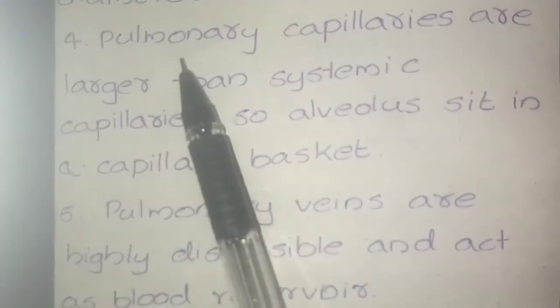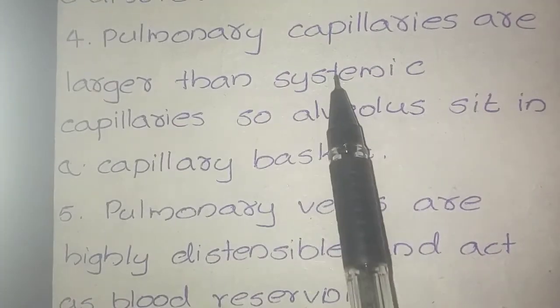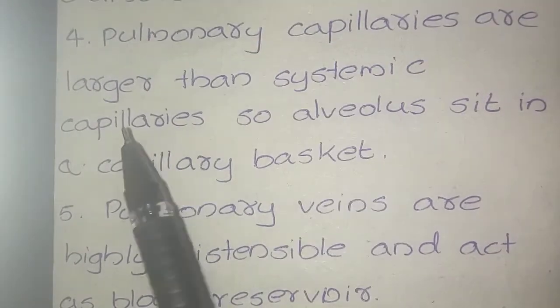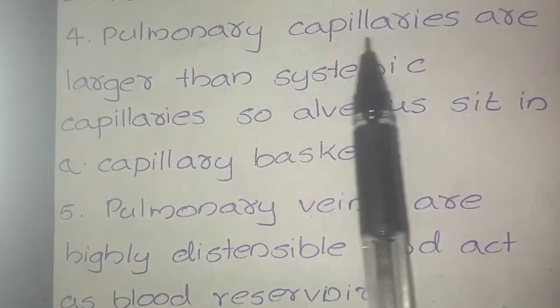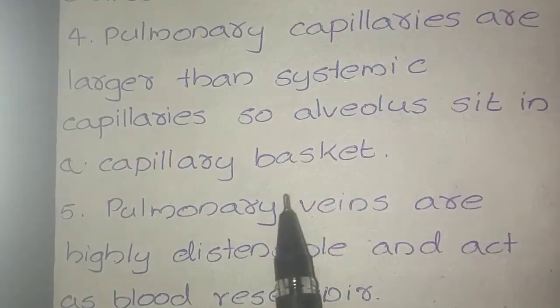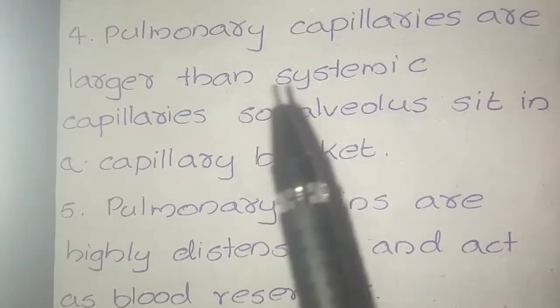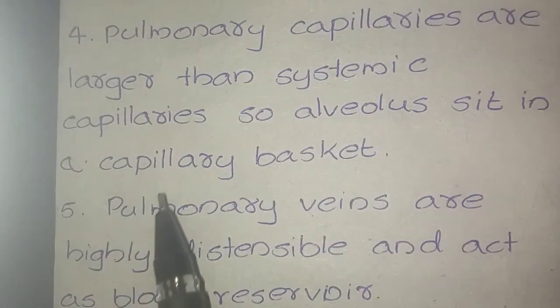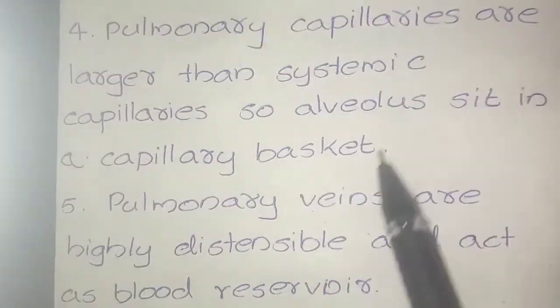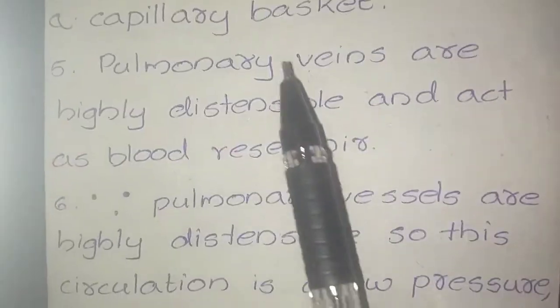We know that in pulmonary circulation the pulmonary capillaries are present, and in systemic circulation systemic capillaries are present. The systemic capillaries are for the organs and the pulmonary capillaries are for the alveoli. The pulmonary capillaries are larger because they need to cover the whole alveolus. So the alveolus sits in a capillary basket. It's just like a basket.